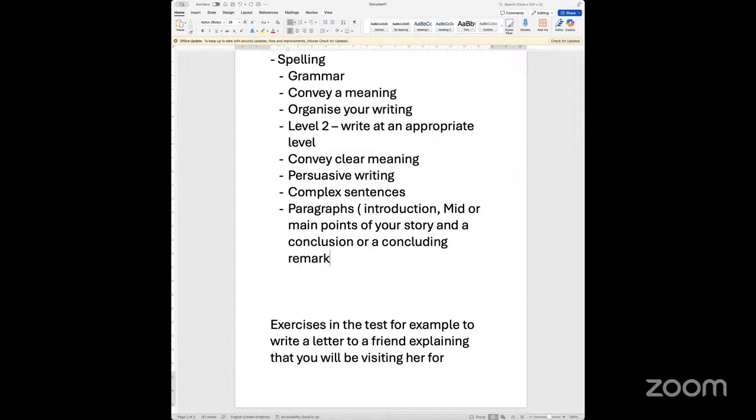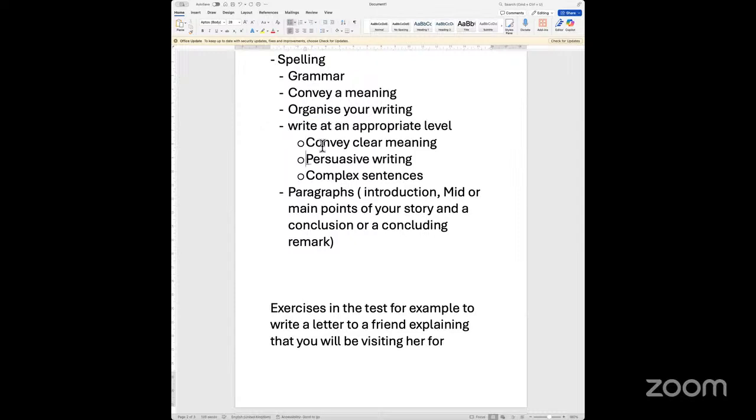And that would essentially be showing that you are able to organize the text, you're able to put the message across by adding meat on the bones, depending on what the activity is. And at some point in time, use arguments, complex sentences, persuasive writing, and that would show that you're writing at the appropriate level. So when I say appropriate level, I would say these 3 parts would essentially be covering it: you are able to write and convey clear meanings, persuasive writing, complex sentences.